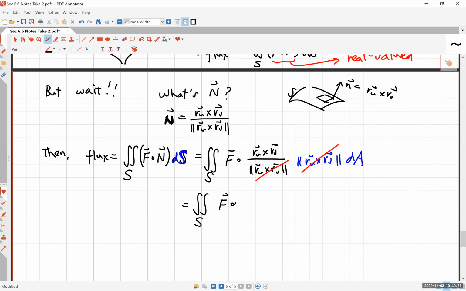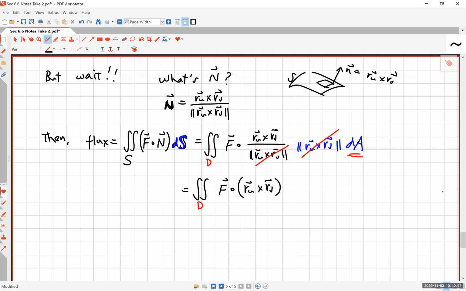This can be written as F dot, I have to be careful here. Since I wrote this in dA, this is no longer over S anymore. Remember, if you put dA, this has to be changed to D. That's the domain in the UV plane. So this can be written as F dot RU cross RV. This is your normal vector, not necessarily the unit vector, but that normalization part cancels out. And so this is dA.